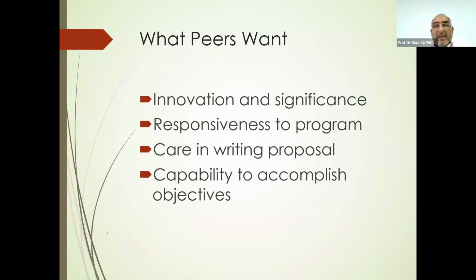So what do peers want? These are the points that peers want: innovation and significance, responsiveness to the program. Program means the funding agency.